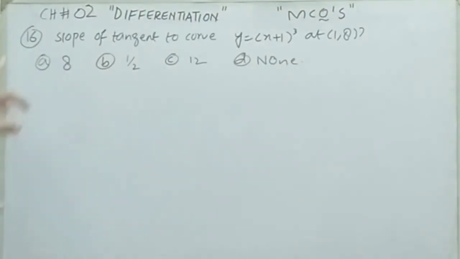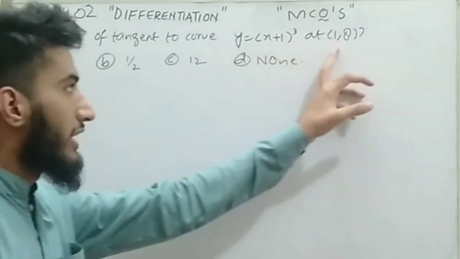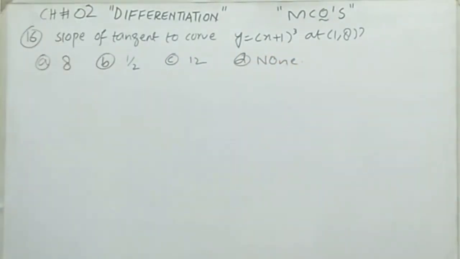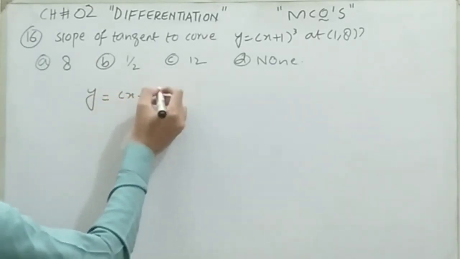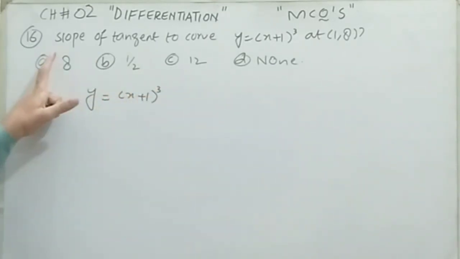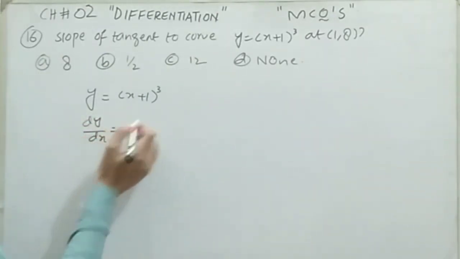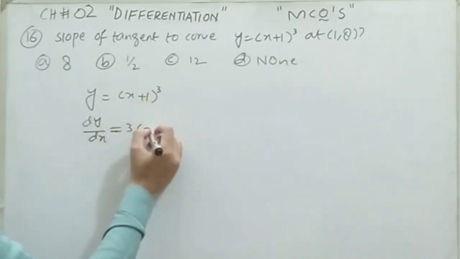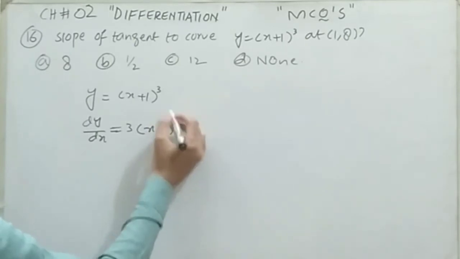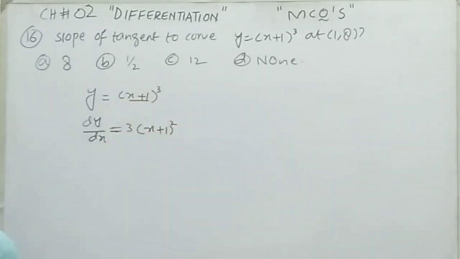Now move to MCQ number 16, or slope of the tangent to the curve y is equal to (x plus 1) whole cube at a point (1, 8) will be. Taking the given curve y is equal to (x plus 1) whole cube. They tell us to find the slope at the given point (1, 8). Slope is actually the derivative. So taking the derivative on both sides, dy by dx will be, using the generalized formula of differentiation, the power will come to the front and subtract 1 in the power, so it becomes (x plus 1) whole raised to the power 3 minus 1 gives us 2, and the derivative of the inner function is 1.